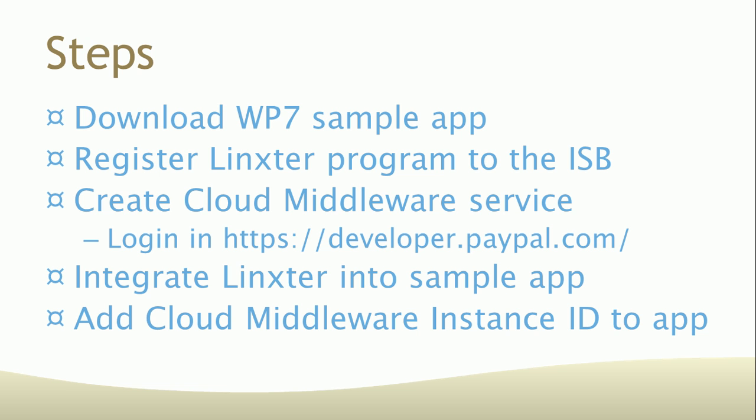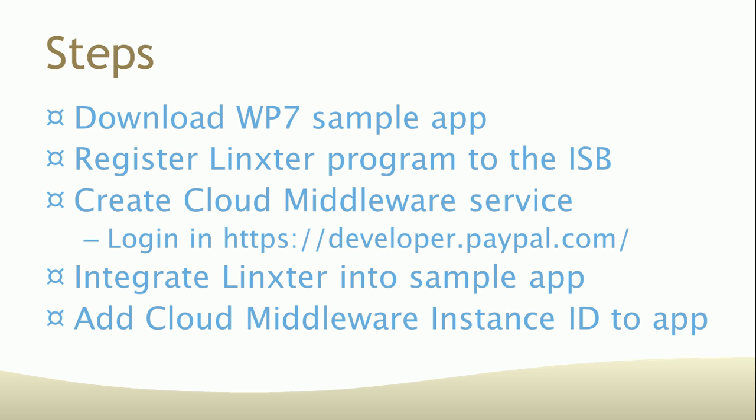Alright, so this is what we're going to be doing in this demo. I will show you where to download the Windows Phone 7 in-app demo. And then we will log into Linkster Web Manager and I will show you a program I've already registered to the Internet Service Bus and I'll walk through the settings quickly. Next, we'll need to log into Cloud Middleware. It's an integration hub and we'll need to add one of the in-app purchasing services.